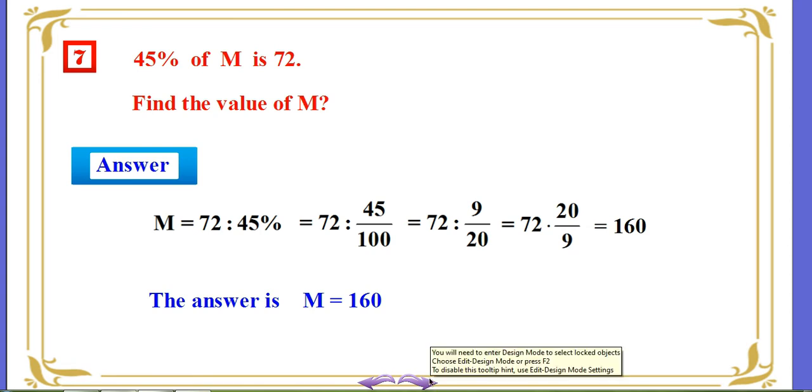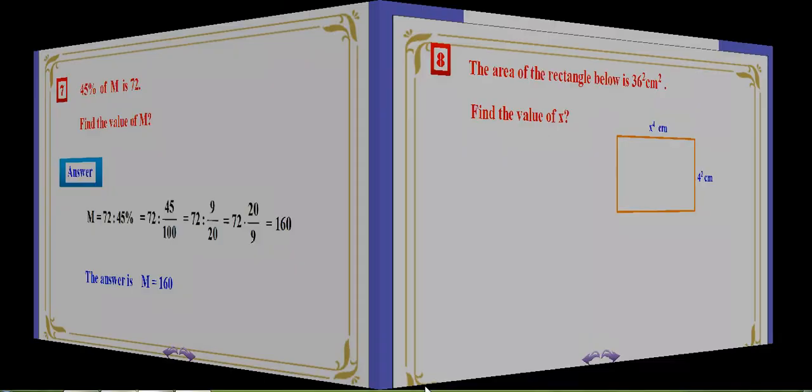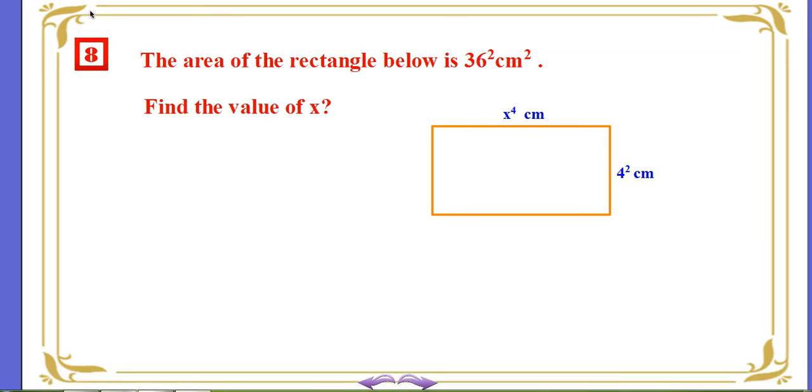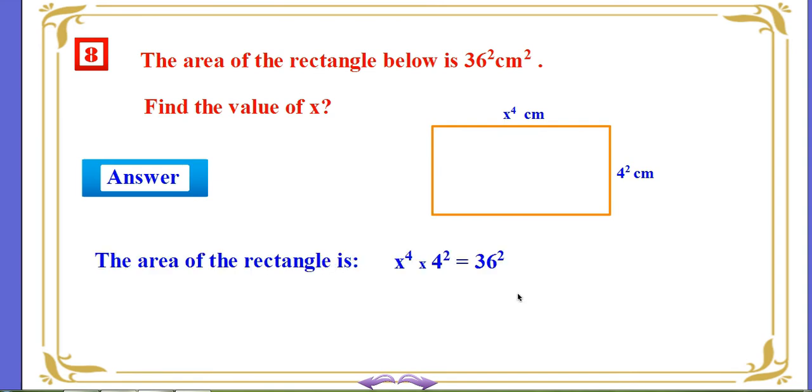We continue with exercise number 8. The area of the rectangle below is 36 square centimeters. The width is 4 square centimeters. The length is x to the power 4. Find the value of x. We have the formula for the area of the rectangle, which is its length multiplied with its width. So to calculate the length, we divide the area by the width.